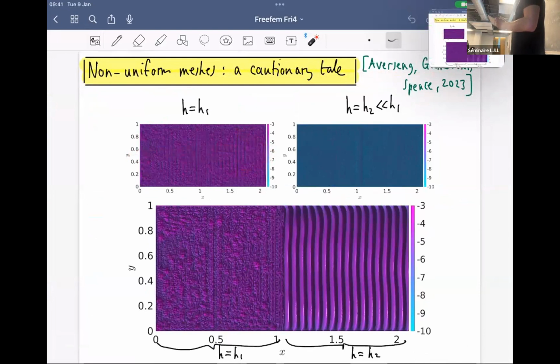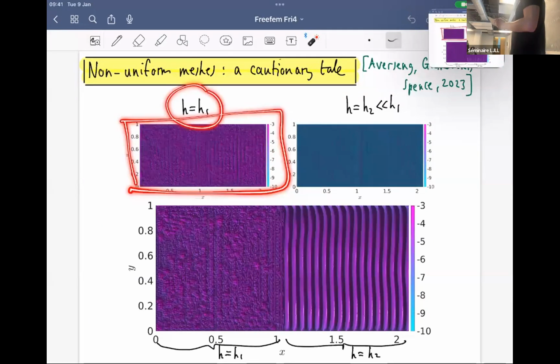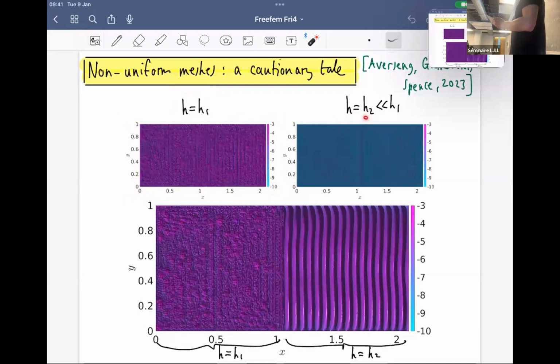And here is the error where I have a uniform mesh. Of course, H is H1. And all these errors are plotted on the same scale. And then here is the error when I take a uniform mesh with a mesh width H2, which is much smaller than H1. And you see, here this blue is further down the scale than this purple up here. So this corresponds to what you expect. You decrease H, you get a more accurate solution.